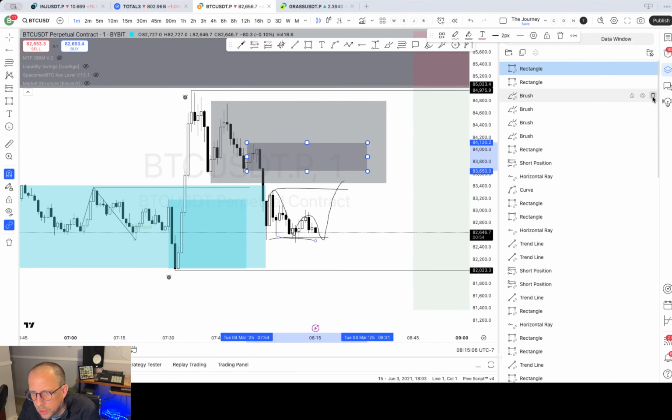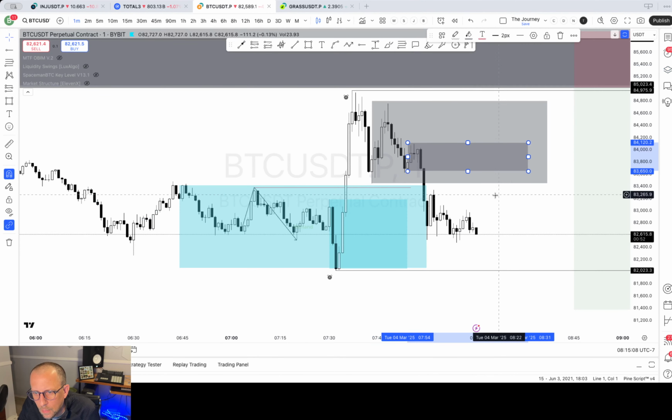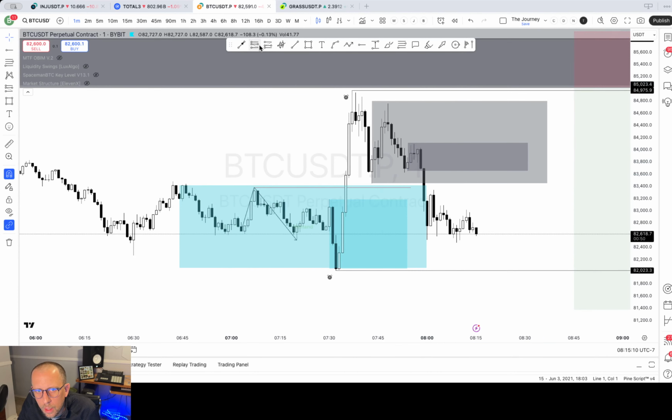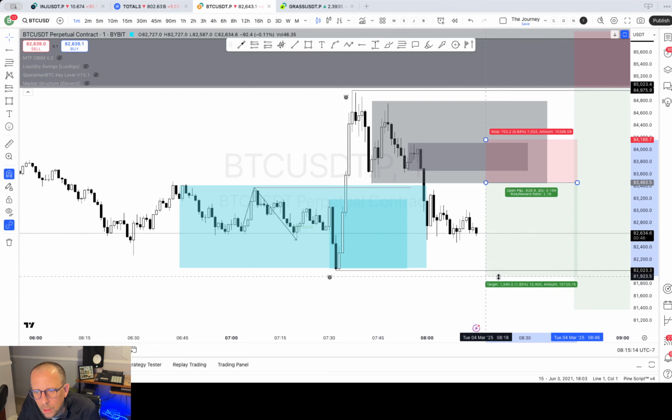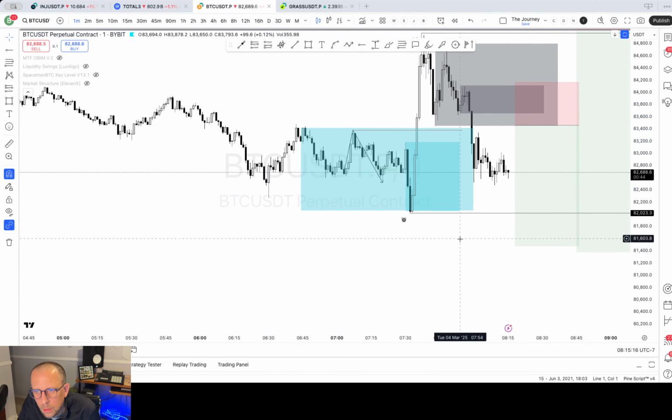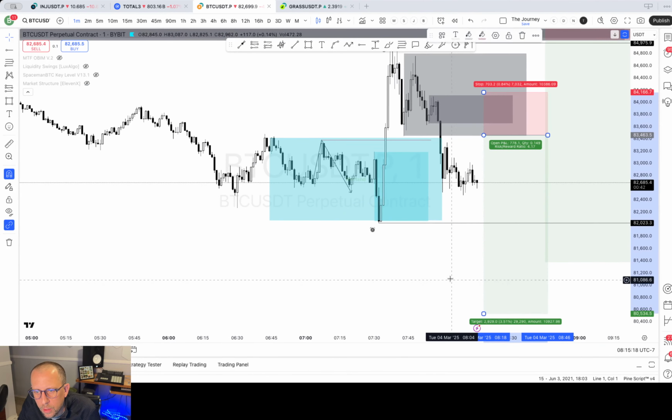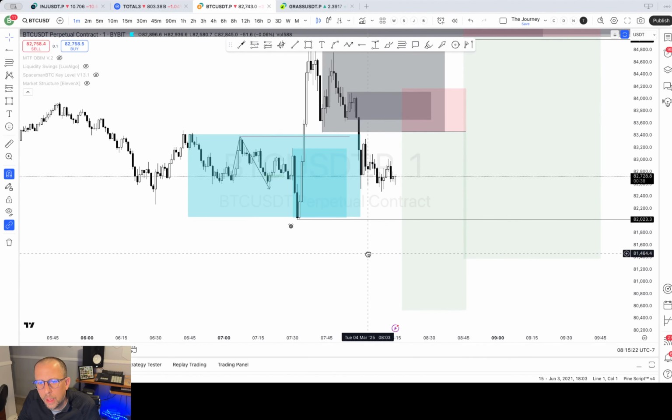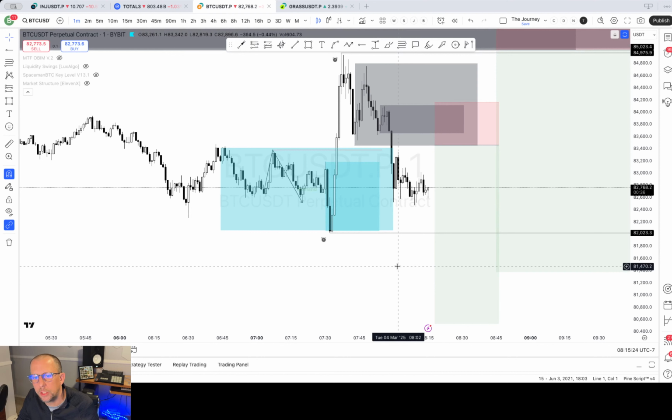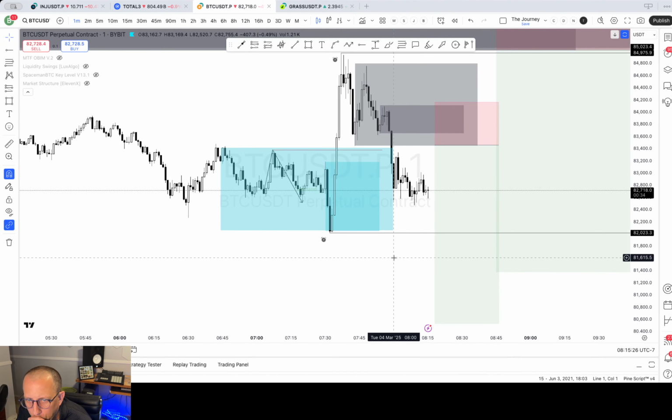Let's delete some brushes, and then short out of there. That'd be cool. Be a hell of a lot better risk to reward. Much better. Much better.